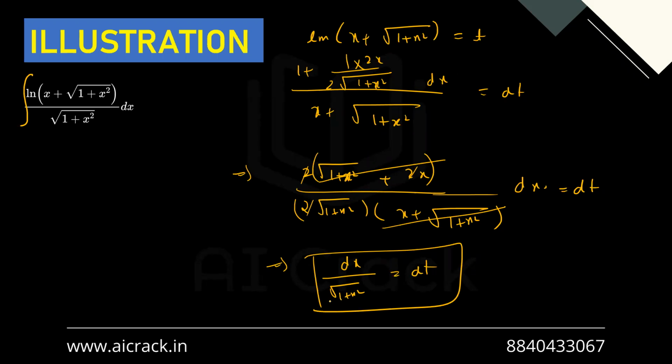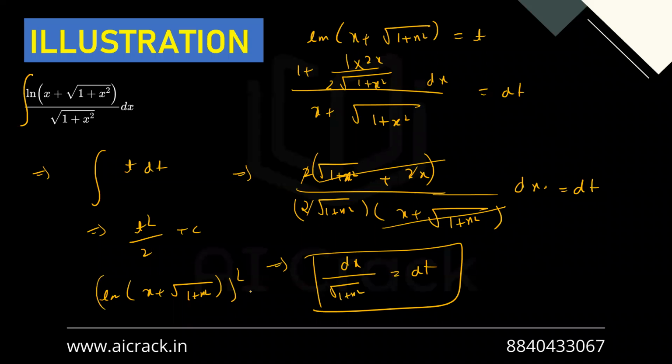We again got a similar kind of format, but it was kind of hidden over here. So basically what we got is the integral of t dt. So that becomes very simple, t square by 2 plus c. Our t square was this one, so we'll be getting ln of x plus under root 1 plus x square, whole square, divided by 2 plus c as the answer, right?